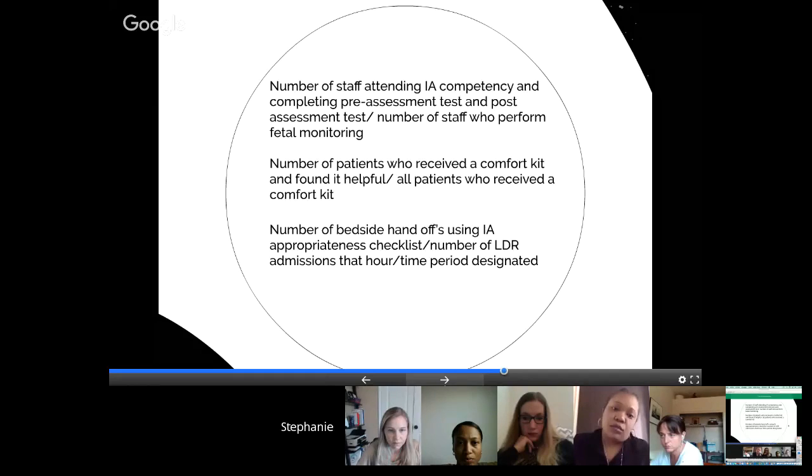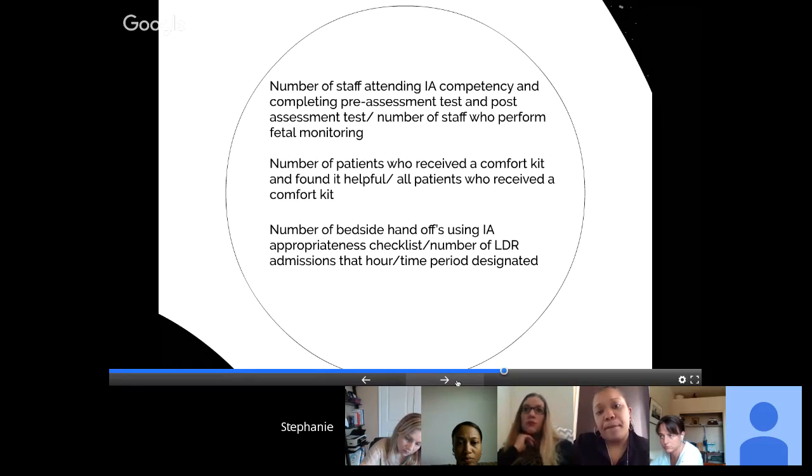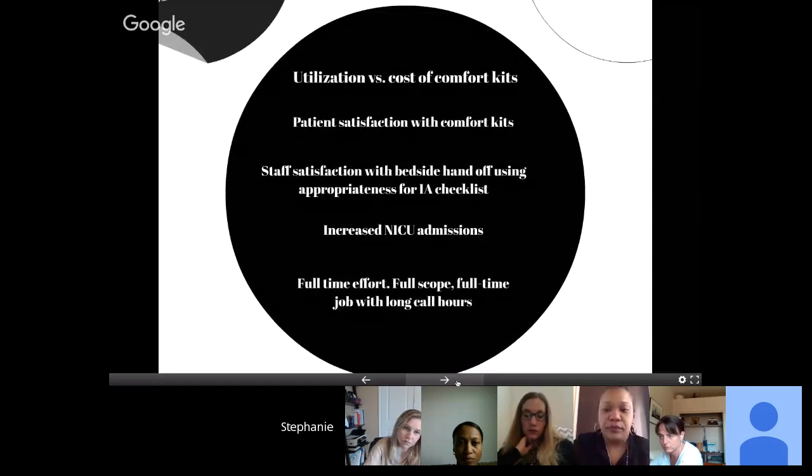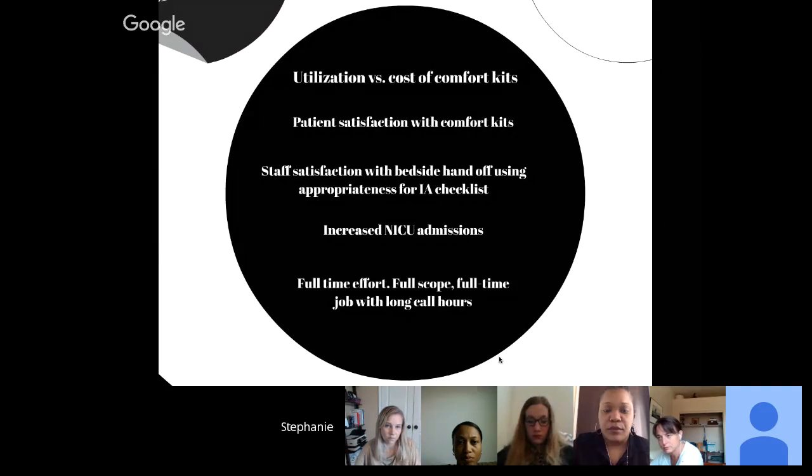Other things we're going to do is increase the number of bedside handoffs using an intermittent auscultation appropriateness checklist. That's something we're going to look to implement, over the number of admissions over a time period. Some of the balancing measures we're going to look at is when we're providing patients with the comfort kits, are they using them and are they satisfied?